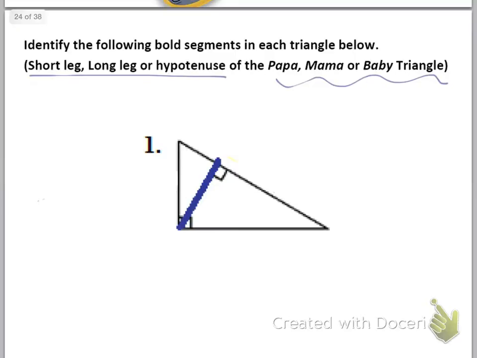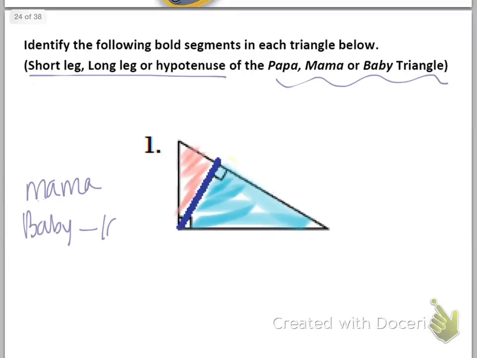So what triangle is this touching? It looks like it is touching a side of this one, and it's also a side of this one. Okay, so it's a part of mama and baby. For baby, it's going to be the long leg. And for mama, it is the short leg. Okay, because long leg of mama would be here. Hypotenuse, always remember, sits across from your right angles.